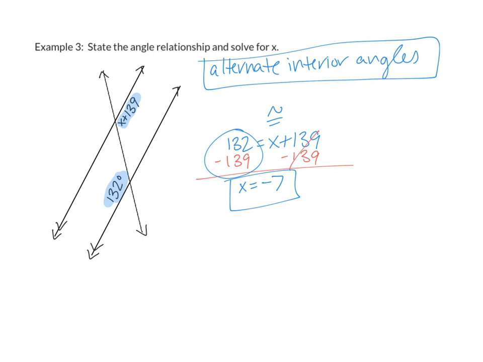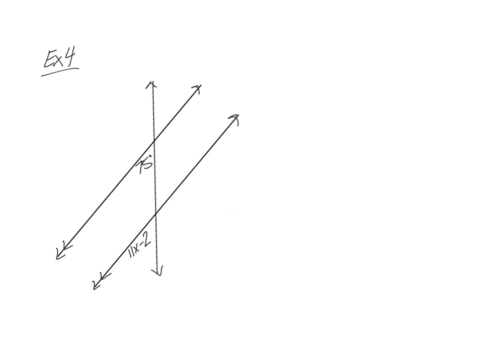The next question is going to have the same directions, but it's going to be a different sort of angle relationship. So let me get that up for you. All right, so again, the directions are the same as before. We have two angles. We need to state the angle relationship and then solve for x. Pause now, and when you come back, the working out will be on here for you. So go ahead and start solving this.